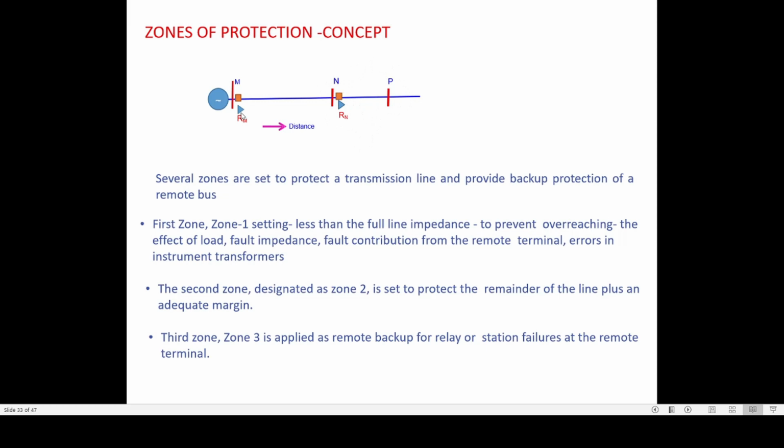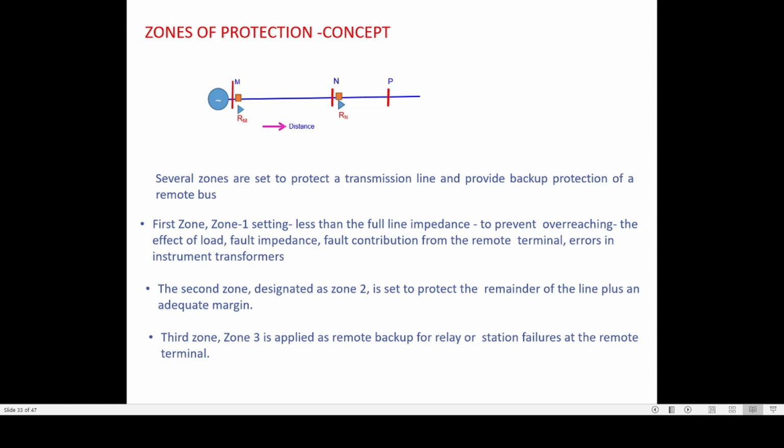But at the same time, this relay RM may provide the backup protection of the line NP up to some extent, and this relay RN may provide the backup protection of the further line. Suppose this line is PQ, then it will provide the backup protection of the adjacent lines. Basically, we have 3 or 4 zones of protection employed in all the utilities, and generally, we use 3 forward zones of protection and 1 reverse zone of protection.